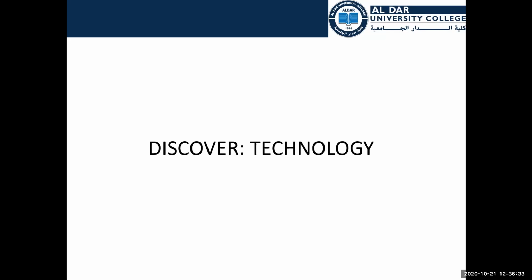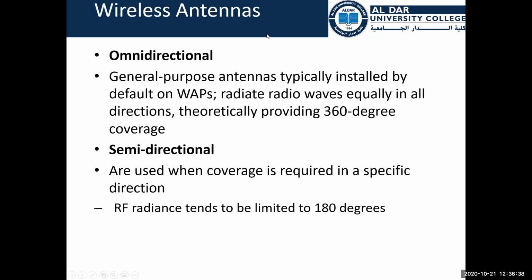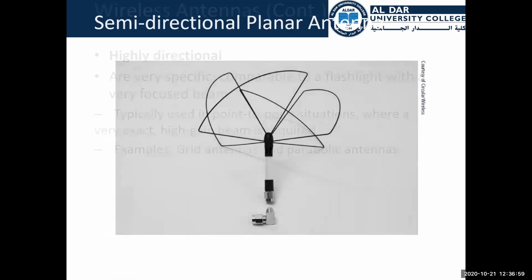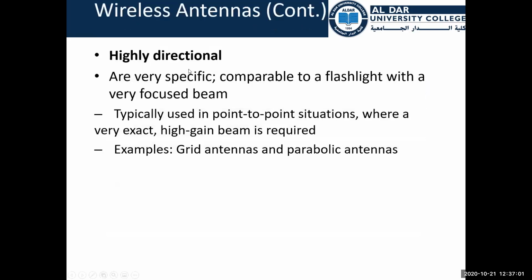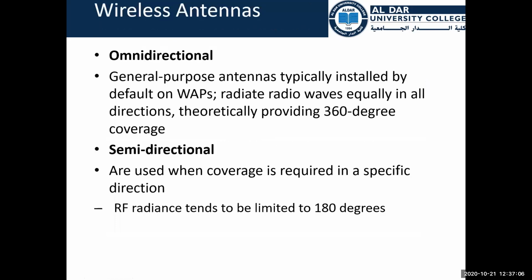Here we talk about the technology. Actually, we talk about the types of antenna. So we have wireless antennas, which have three different types. The first one is the omnidirectional type, the semi-directional type, and the directed type. I'll talk about the highly directional one later. Let's get back to the omnidirectional one.